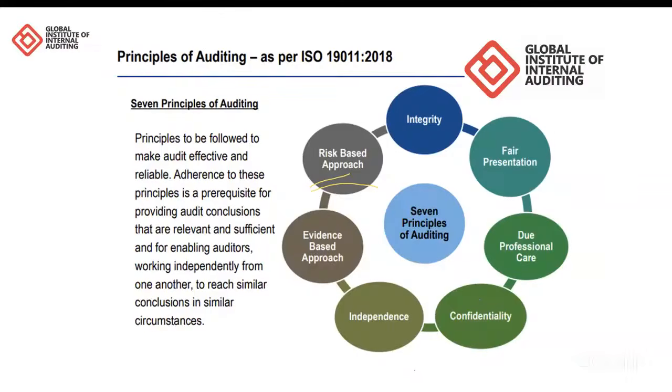My slide says principles to follow to make audit effective and reliable. Adherence to these principles is a prerequisite for providing audit conclusions that are relevant and sufficient, and for enabling auditors working independently from one another to reach similar conclusions in similar circumstances.